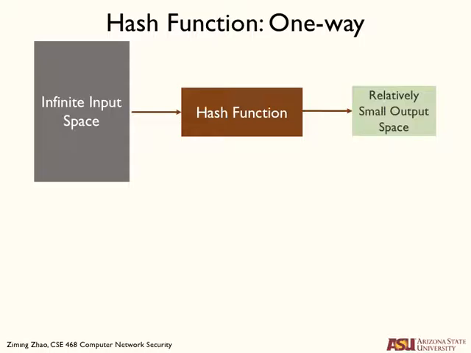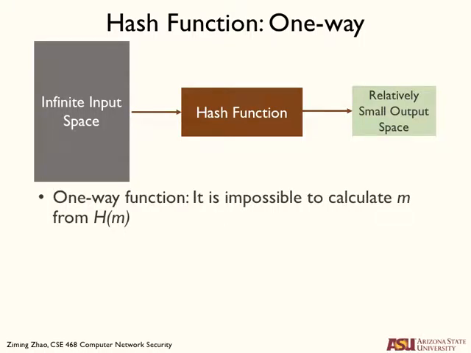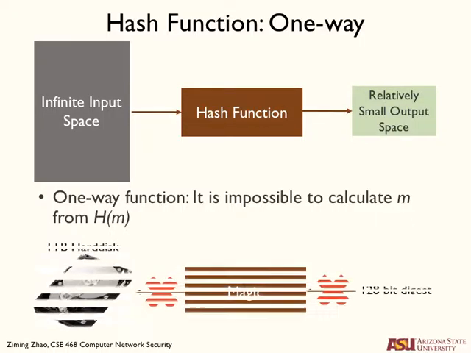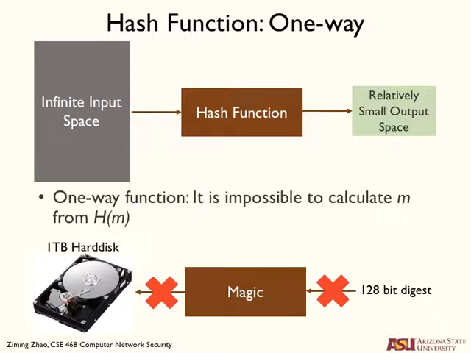So a hash function maps an infinite input space to a much smaller output space. This function has to be one way. There is no way you can calculate the original message from the hash value. It's very easy to understand. If you have a 128-bit digest, obviously it's impossible for you to get the 1 TB hard disk data. It's not possible.